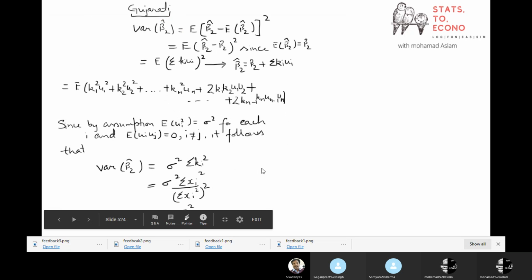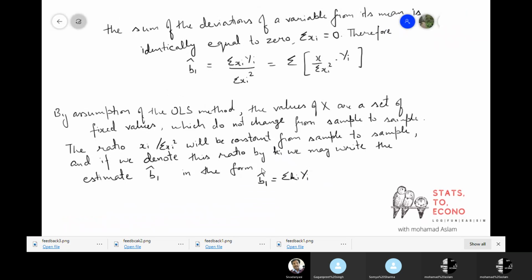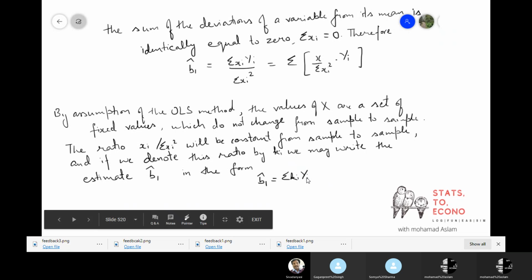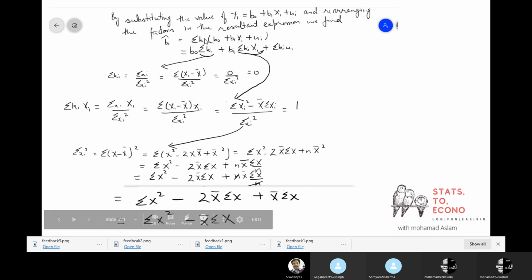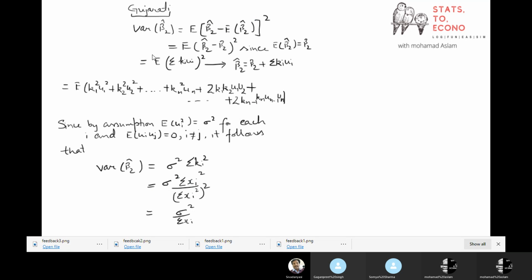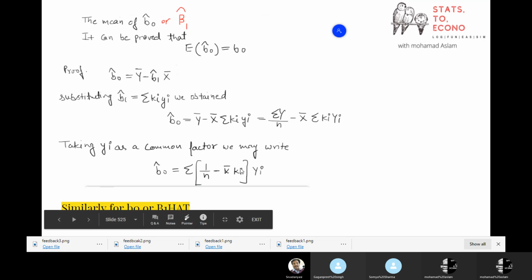That's why we are deliberately using these equations. In the beta 1 hat also we use this particular equation, because only when we put this yi value here can we get this particular value of population beta 1. That's why we are using this particular notation, so deliberately we are changing to this form.